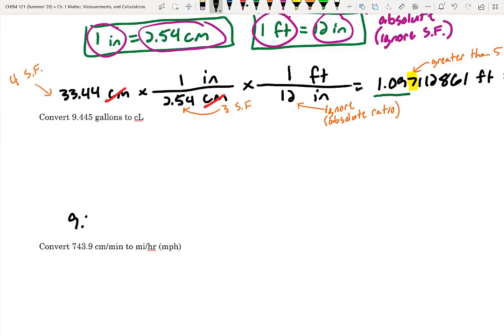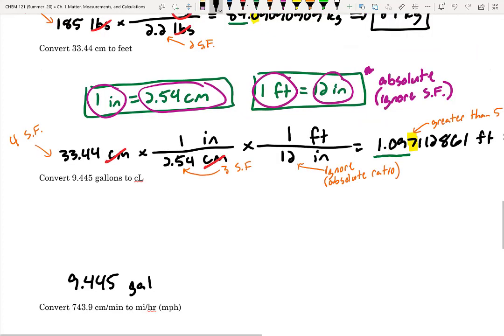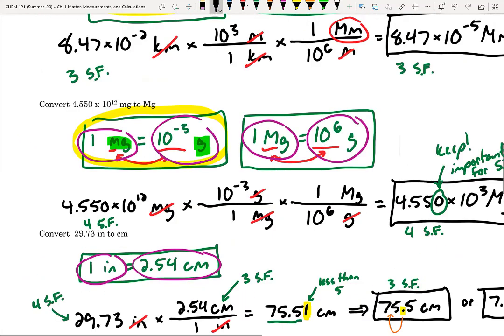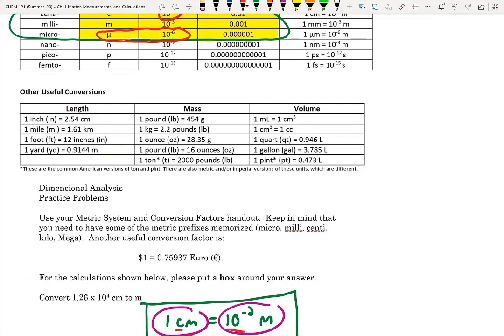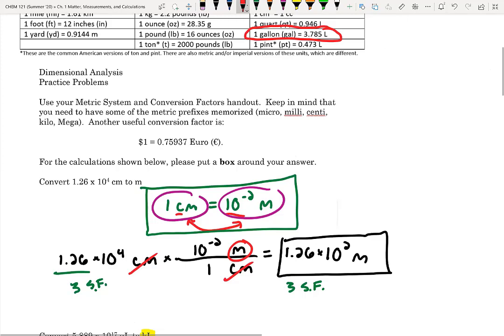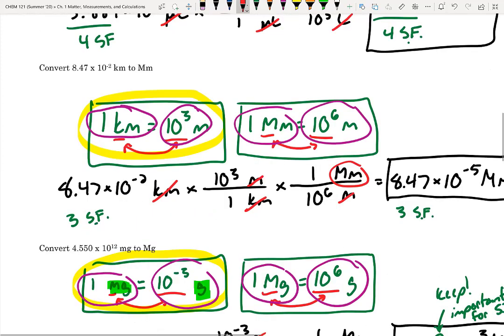So 9.445 gallons, and we want to get that to centiliters. So let's go find gallons in our conversions. So I'm just going to go ahead and look for gallons up here. I see gallons. 1 gallon is equal to 3.785 liters. So we'll use that as a conversion.